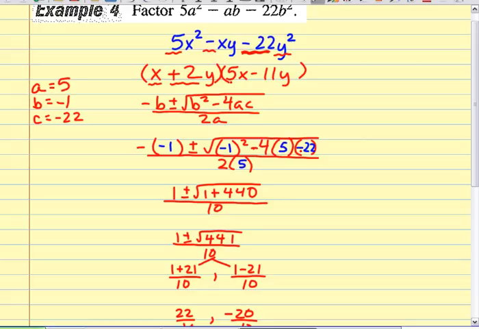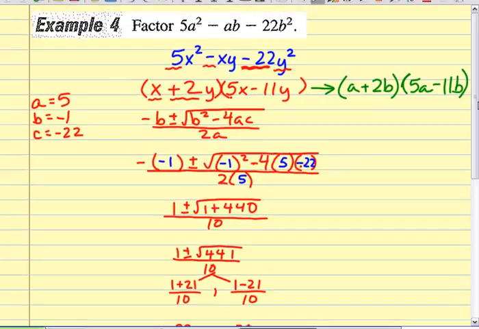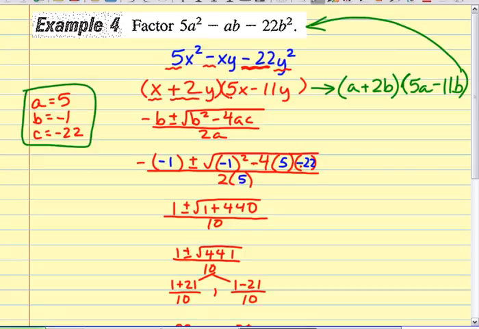Now, if we had done it with the A and B, the answer would be, and I'll write that one in green just so we can see it. With the A and B, it would be A plus 2B times 5A minus 11B. Okay? That would give us that. All right? But we worked with x and y because I didn't want you guys to confuse it with these A's, B's, and C's. All right?